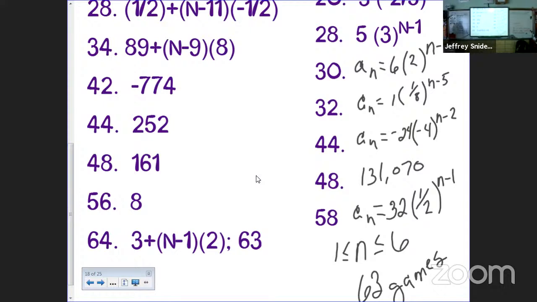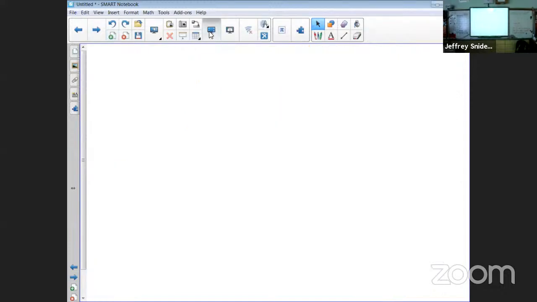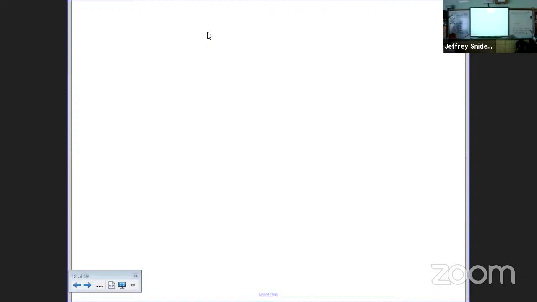So let's do some problemos here. So let's start on page 446, 448. We'll look at 44 and 48. Is everybody done checking here? We're good? Okay. I'm going to bring this over here. This is where we were at. So let's see, number 44 in the first section.